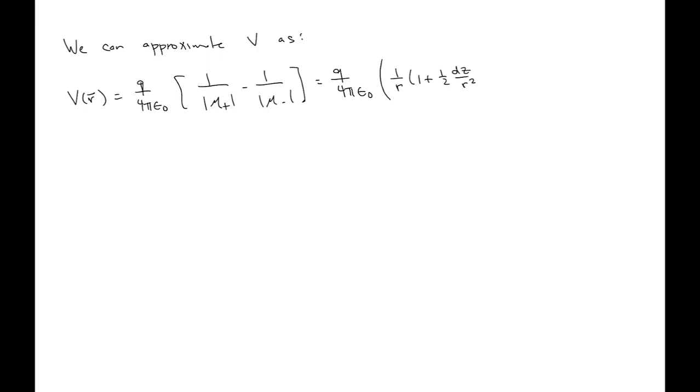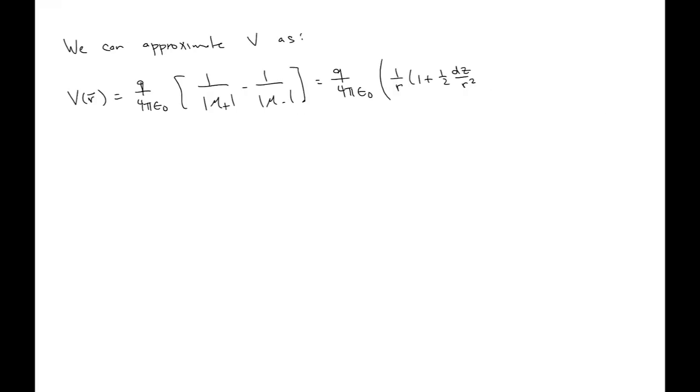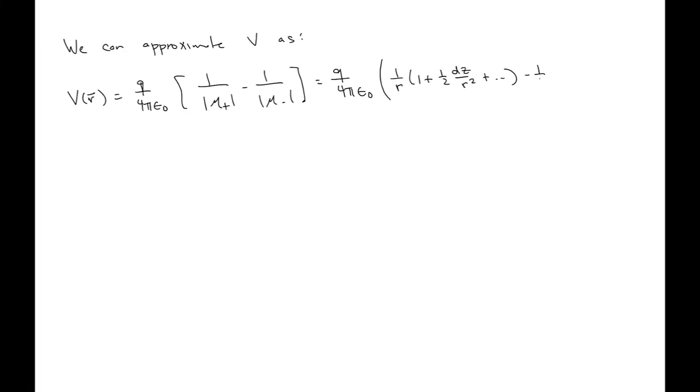We need to grab the positive sign for the positive separation vector, the negative for the negative separation vector. So this one's going to come out positive. Again, we're going to have some higher order terms, which we are going to ultimately neglect. And we get 1 over r, 1 minus 1/2 dz over r squared plus some higher order terms.